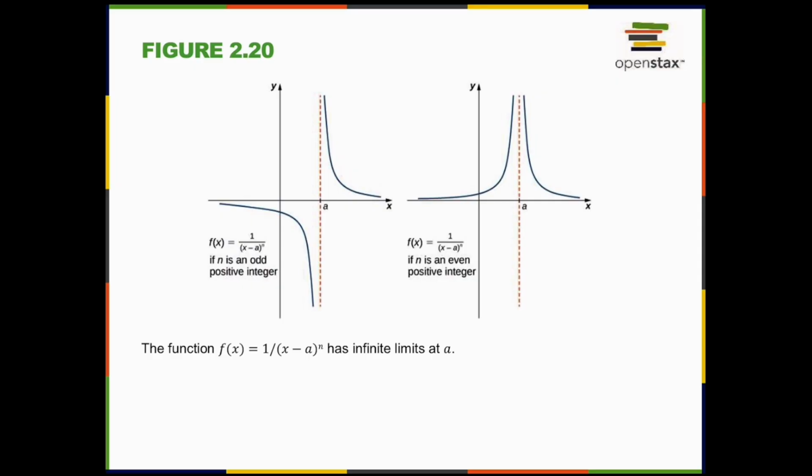Looking at this first graph on the left, we have the function 1 over (x minus a), where a is any constant, and that is being raised to the power of n. So if n is an odd positive integer, meaning if the power is a 3 or a 5 or a 7, this is going to be the basic shape of the graph, and your asymptote is at the value x equals a, which is shown with the dashed orange line.